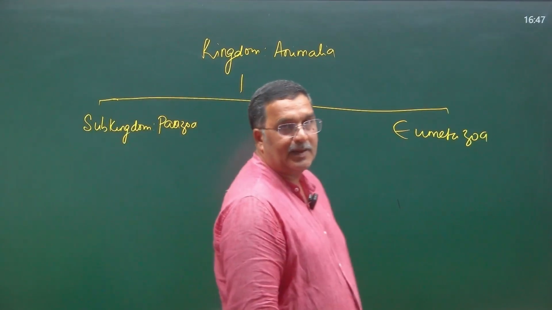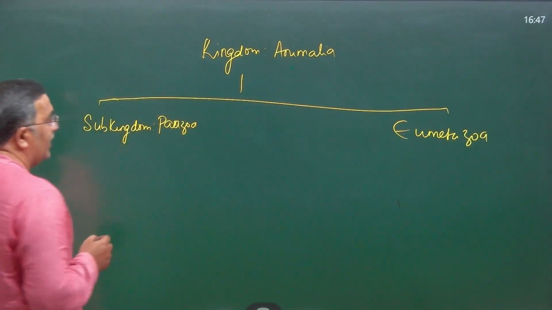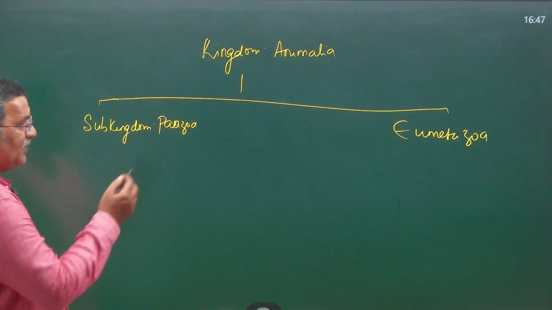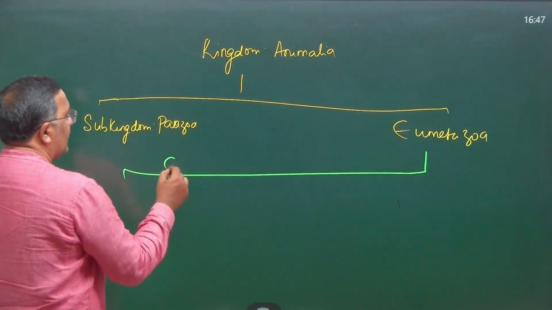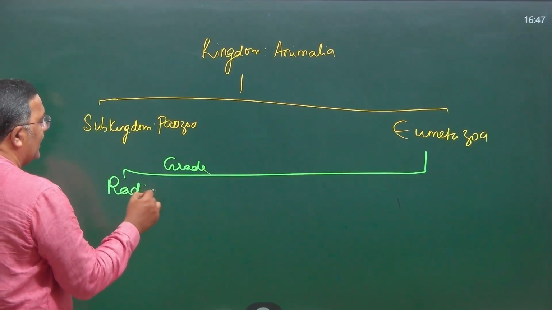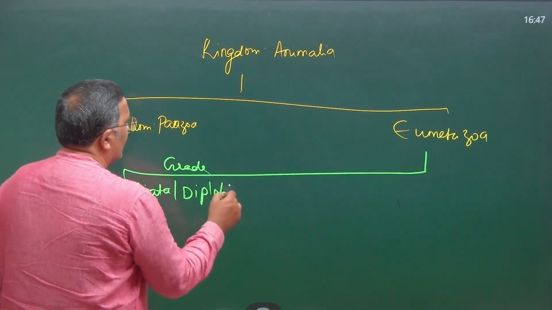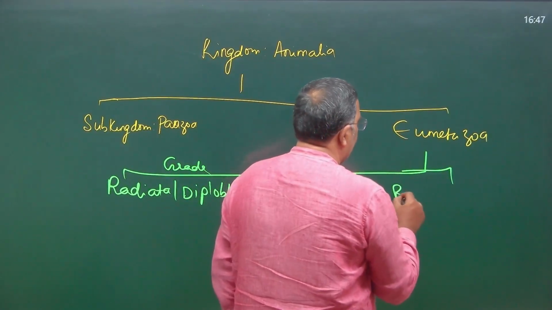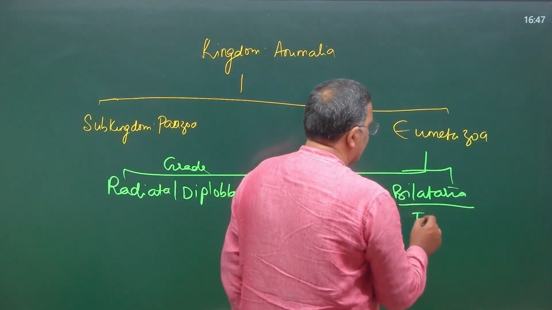Previously, we learned the chart, and now we started analyzing the chart. Kingdom Animalia is classified into two subkingdoms: subkingdom Parazoa and subkingdom Eumetazoa. Subkingdom Eumetazoa is further classified into grade Radiata or Diploblastica, and grade Bilateria or Triploblastica.